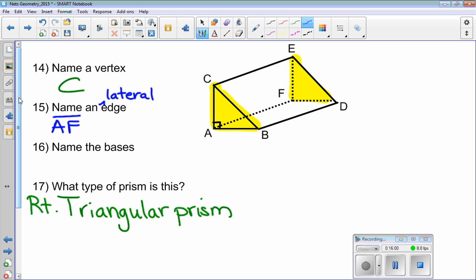Name the bases. How would I do that? You would say triangle ABC and triangle EFD. Are those triangles congruent? Have I written them in a way that I could write a congruent statement? Why not?